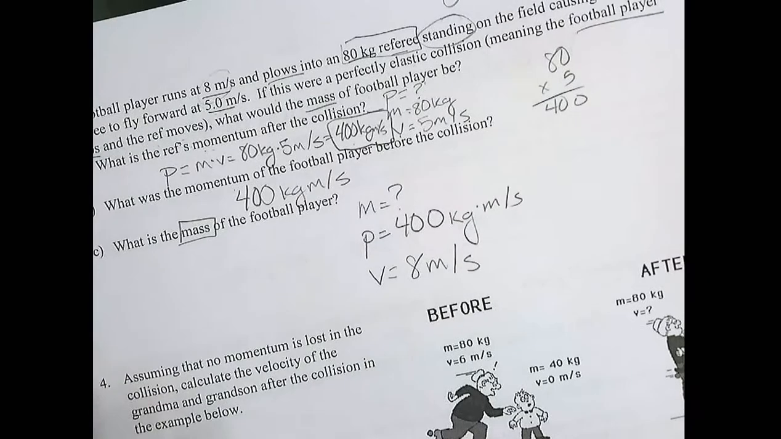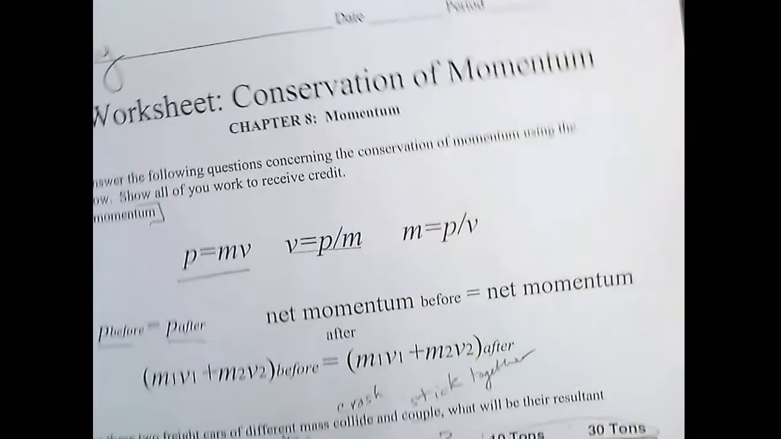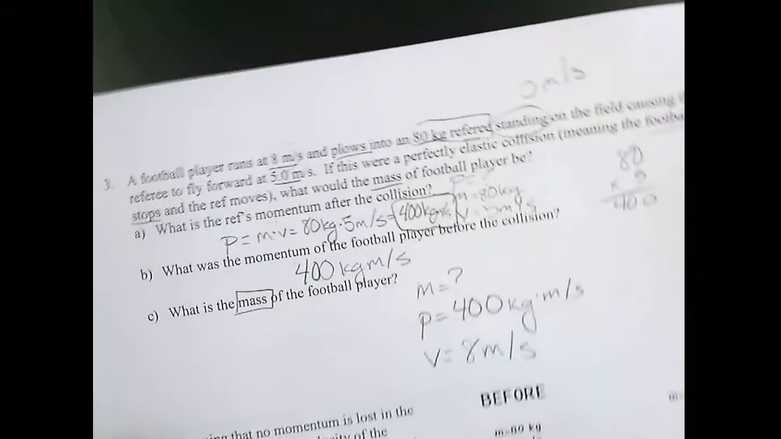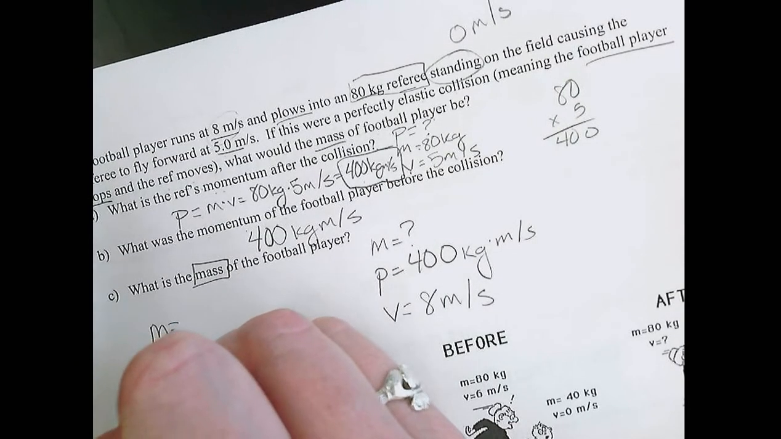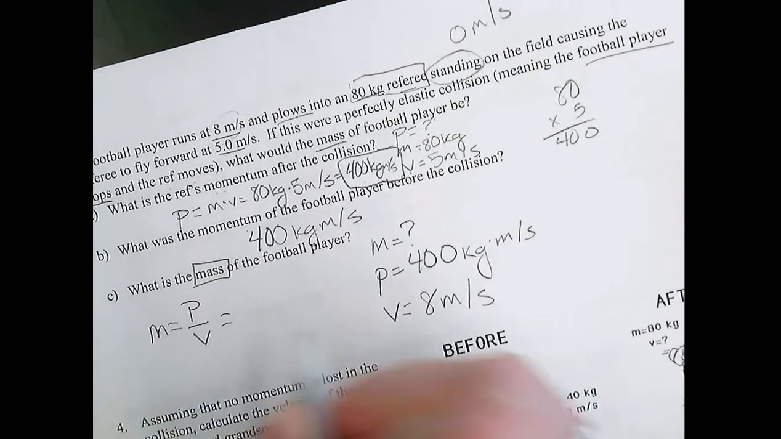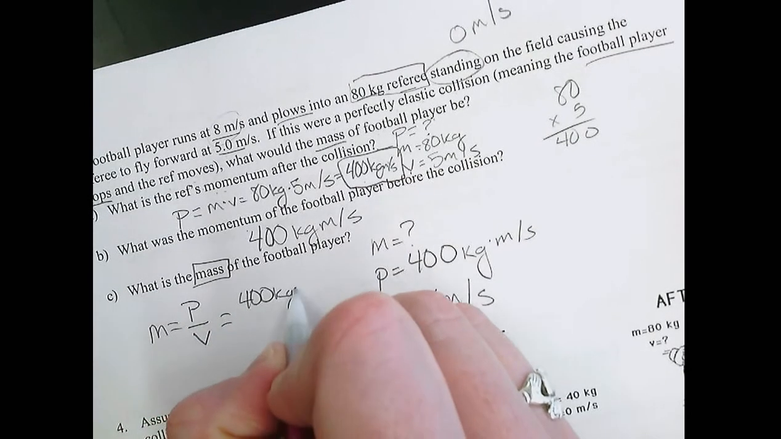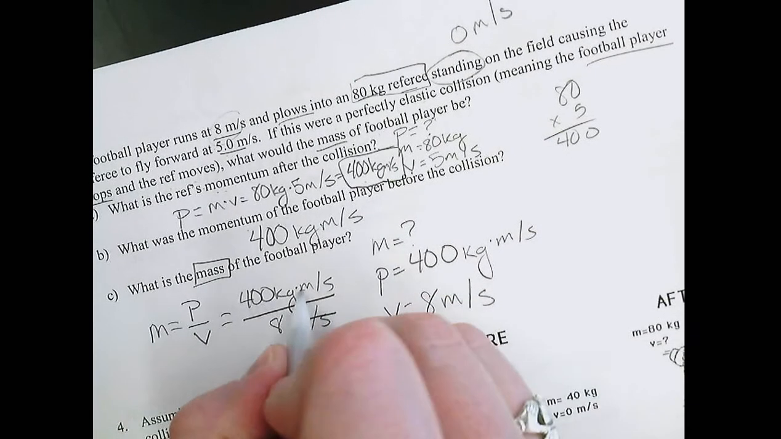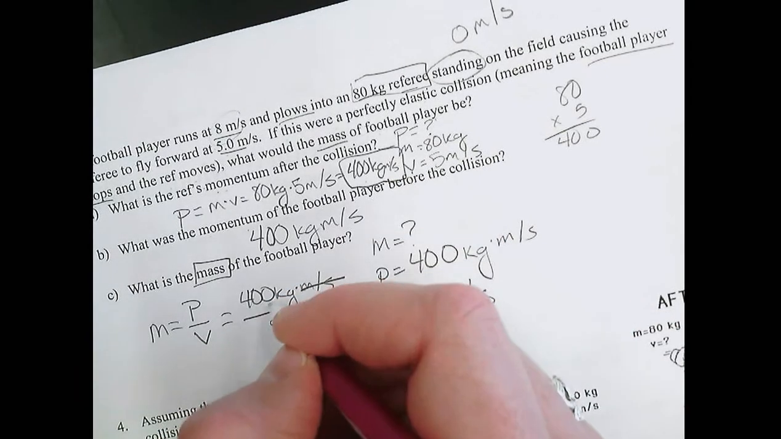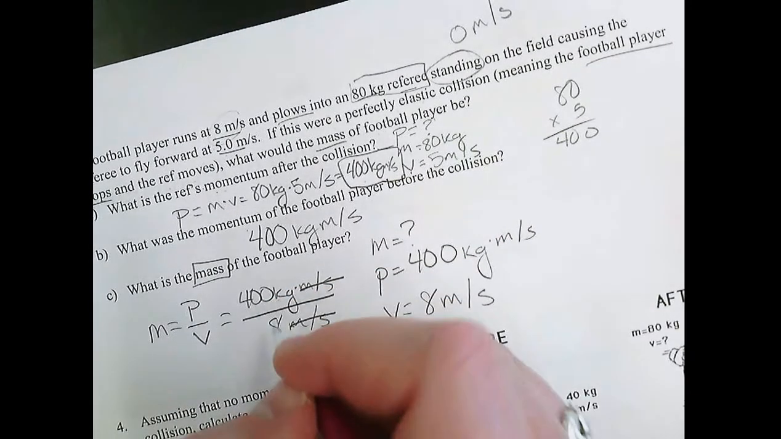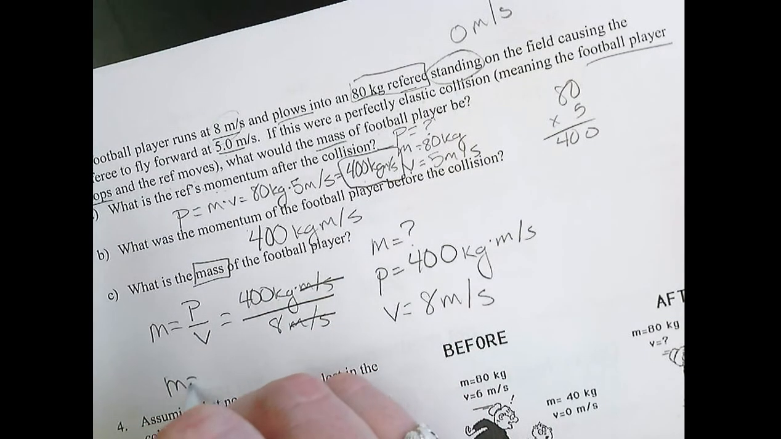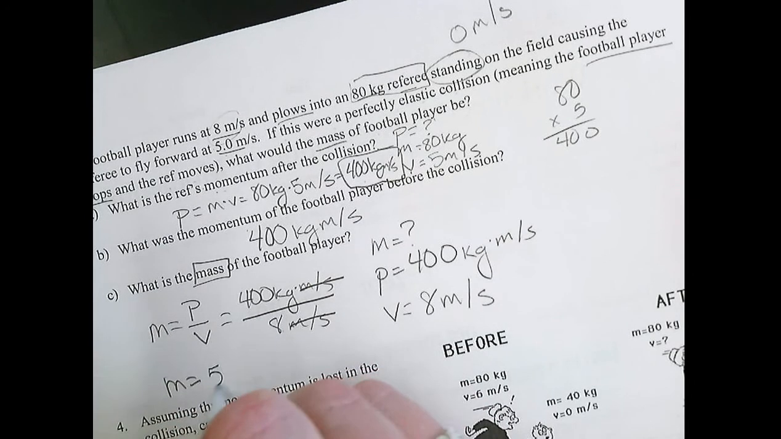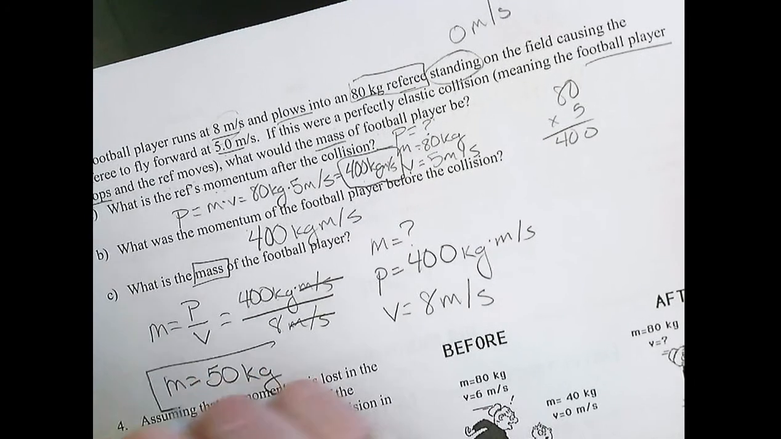So we got to go back. Let's look at our equations. Each one gives us mass. Mass equals momentum divided by speed. 400 kilogram meters per second divided by 8 meters per second. 400 divided by 8. Mass equals, well, I know that 8 times 5 is 40, so we'll just put a 0 on the end of that and I get 50 kilograms.